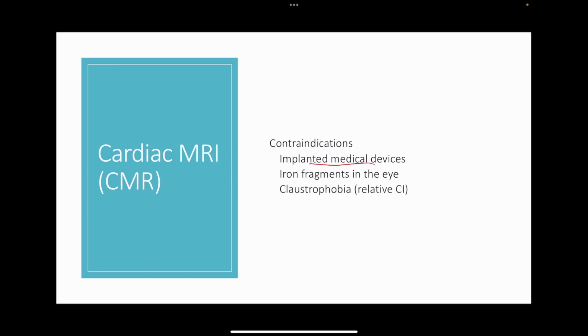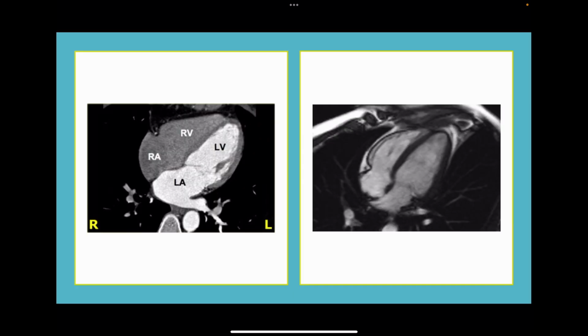Contraindications: implanted medical devices, iron in the eye, because again, you're going through an MRI with very, very high magnets. You don't want to get it pulled out. And obviously claustrophobia. Are they even able to tolerate the MRIs? MRIs take longer than CT scans do. If you've ever had an MRI, you're in there for like 45 minutes. If it's a closed MRI, it can get very claustrophobic, a lot of banging, people don't like it. So it's a relative contraindication.